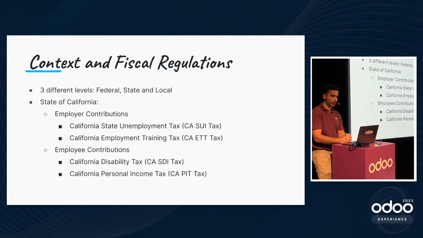And you have the California Employment Training Tax. Those funds are used to provide training to workers in specific industries. On the employee contributions, you have the California Disability Tax. Those funds support workers who can't work due to non-work related disabilities. It also funds the paid family leave, the caregivers, and child bonding time off. And you also have the California Personal Income Tax, which is collected from California residents and non-residents who earn income in the state. It also depends on the income brackets, of course.